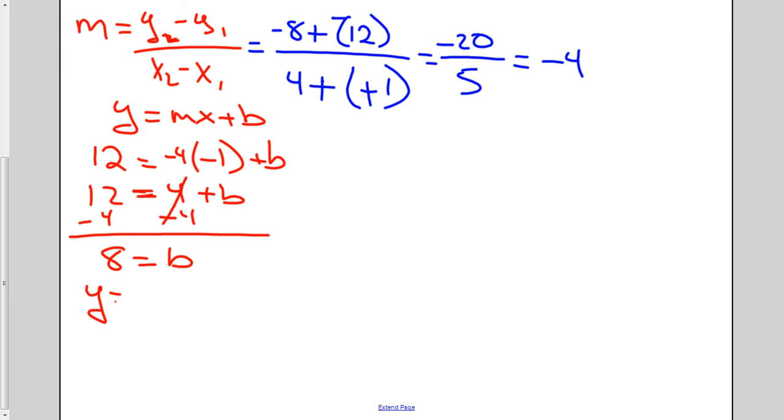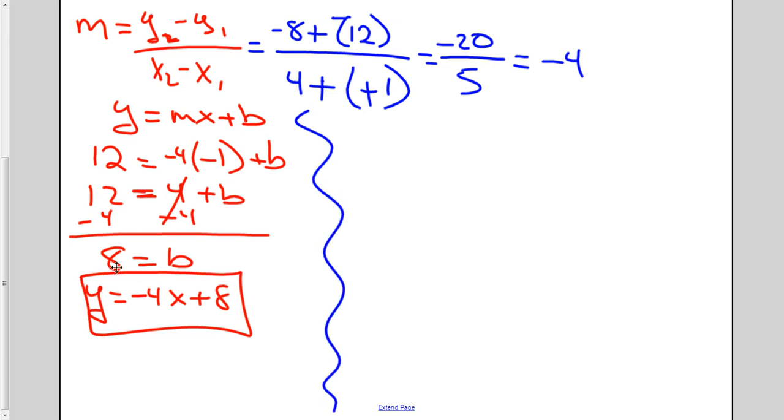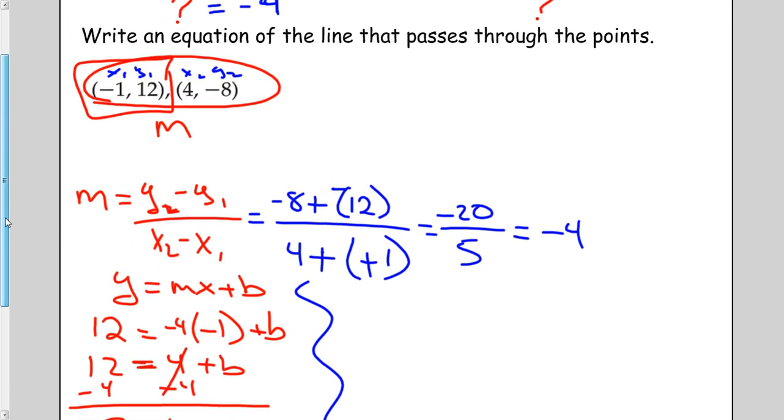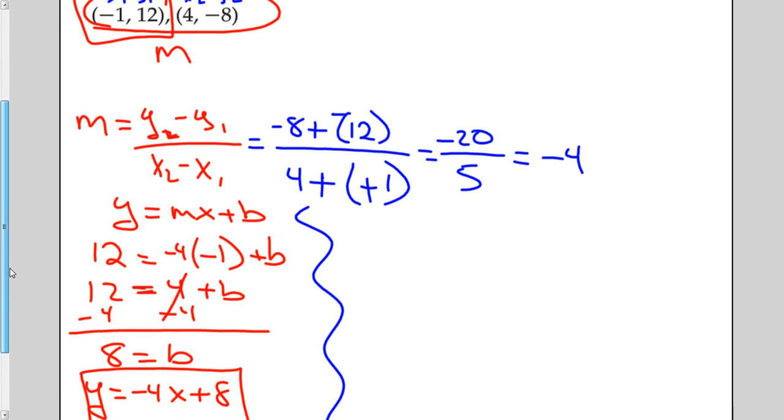So now my formula is y, remember I must write the general rule for all points, y equals -4x plus 8. And so I've done this with one point. I also can do this with the other point, and I have to, not should, have to get the same answer. Because both points lie on the line, both points follow this same rule.